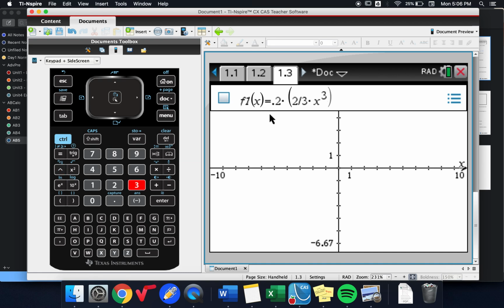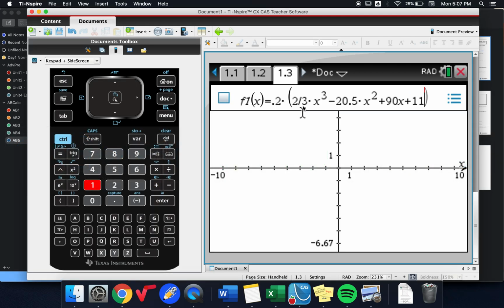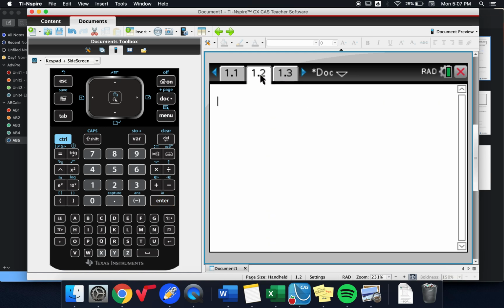I am going to use x on my calculator because I've got f1 of x: minus 20.5 x squared plus 90x plus 1150. All right, so I've got some function here. I'm not actually going to look at it because I don't mind so much. But I am going to do f1 of 5 over 2, and I'm also going to calculate f1 of 18.